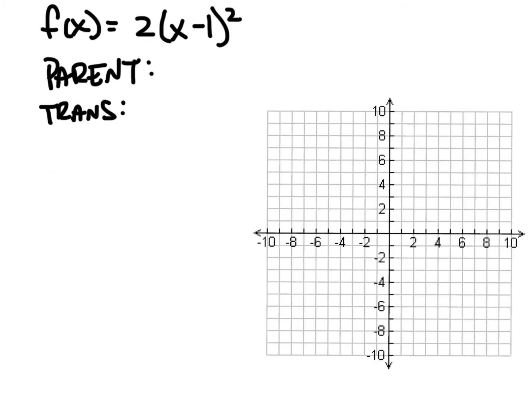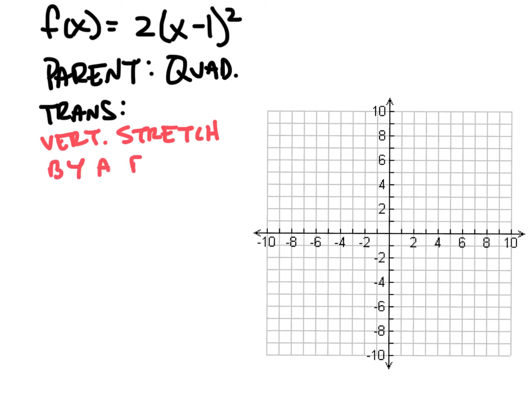So let's try it with this function here. f of x equals 2 times (x minus 1) squared. The parent is a quadratic, and its transformation is a vertical stretch by a factor of 2, and it's been moved right 1. So let's start by plotting our parent function: (-2, 4), (-1, 1), (0, 0), (1, 1), (2, 4).